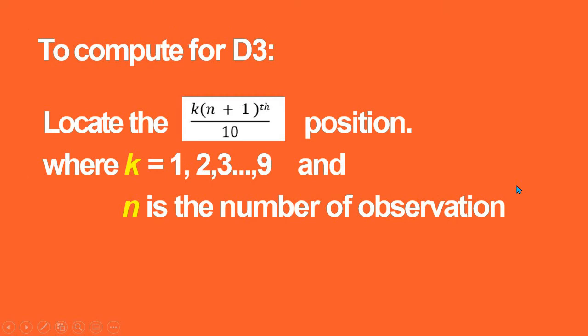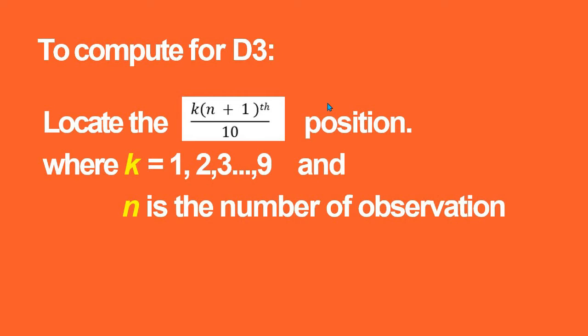Now, if we have used n plus 1 all over 4 for quartiles, and since we are computing for deciles, we will be using k times the quantity n plus 1 all over 10 because it's divided into 10 equal parts already.